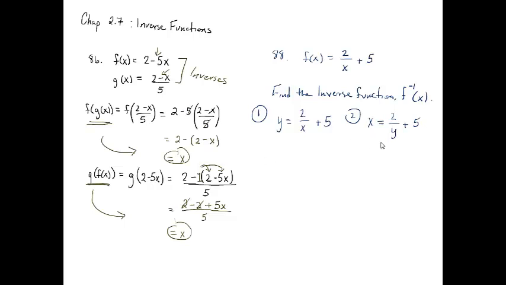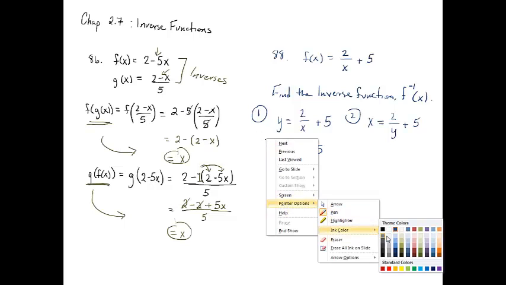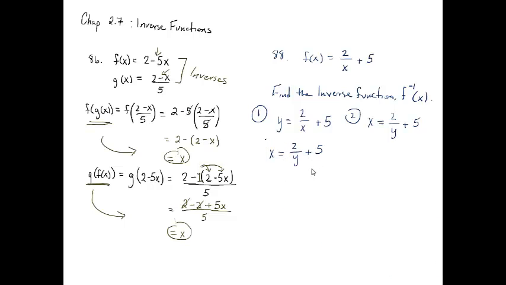Now I'm going to solve for y. Get everything away from y and solve for it. So let me rewrite it. x equals 2 over y plus 5. Let's solve this equation for y. Awesome. So I'm going to subtract 5 on both sides, and I end up with x minus 5 equals 2 over y.